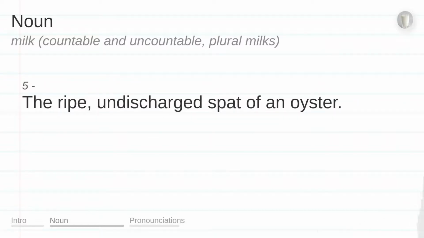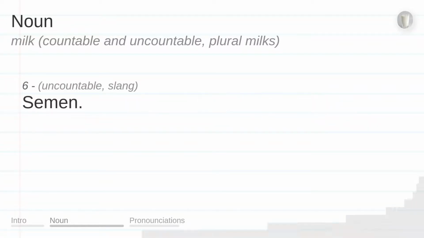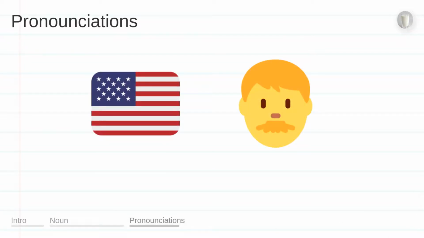The ripe, undischarged spat of an oyster. Semen. Milk.